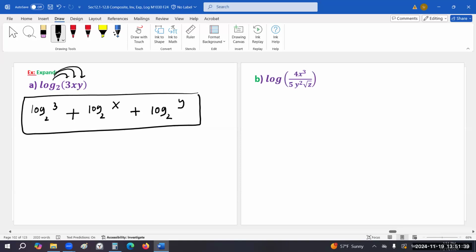The next one. Depending on how many things you have in your argument, you have to have that many logs. Wait, can I ask, what if they put log base 2 and then parentheses 1x? That would be log 1, which is 0, it is invisible. So they're not gonna do that. Right.